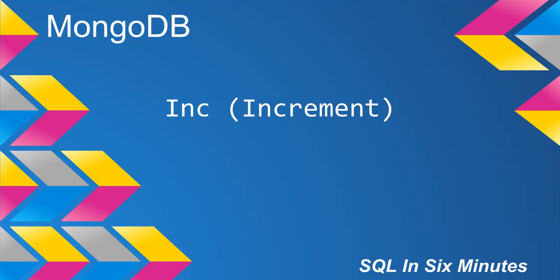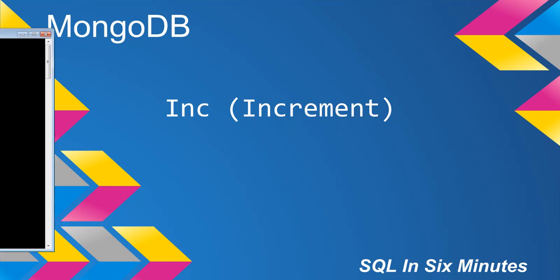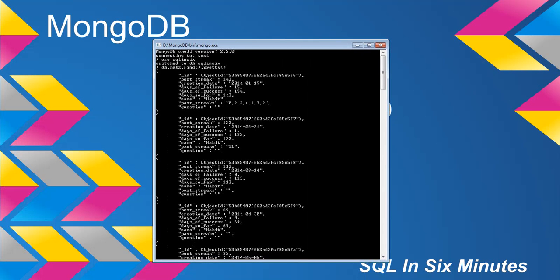All right, this morning we're going to learn how to increase a value. And we're talking specifically about a numeric value here. So what we want to do is increment a value by a specific number. We're going to look at the document habs, the collection habs, and we're going to look at some fields here.